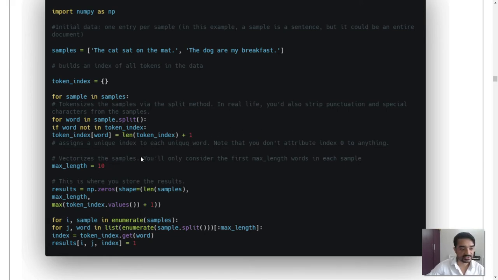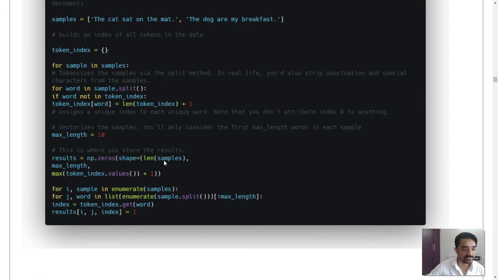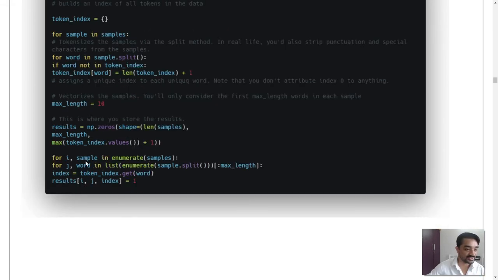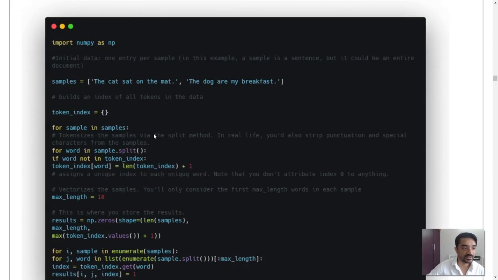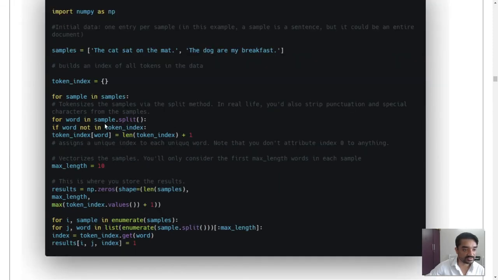Starting off your sentences essentially. Max length 10, results equal to np.zeros, shape of length of the samples, max length. I think I'll fix that indentation so it will be clear for you. Now for i, so this is where we're printing essentially. For i in the enumerated samples, j comma word in the list, and then we put the index out, and we basically print out the whole text here. Now, what we have done here is basically, this part is important, for word in samples.